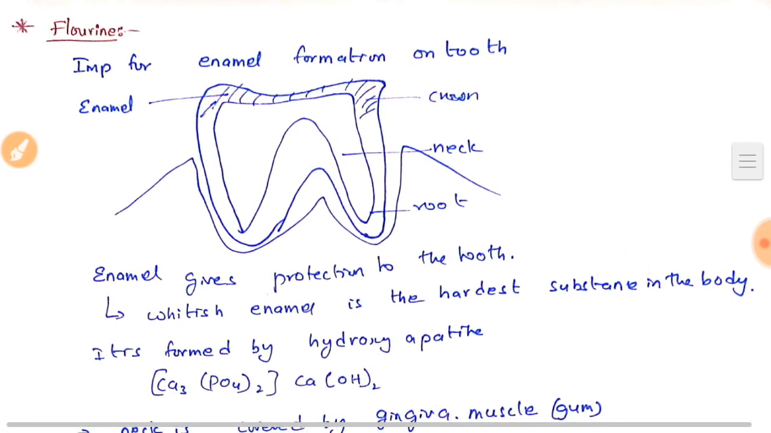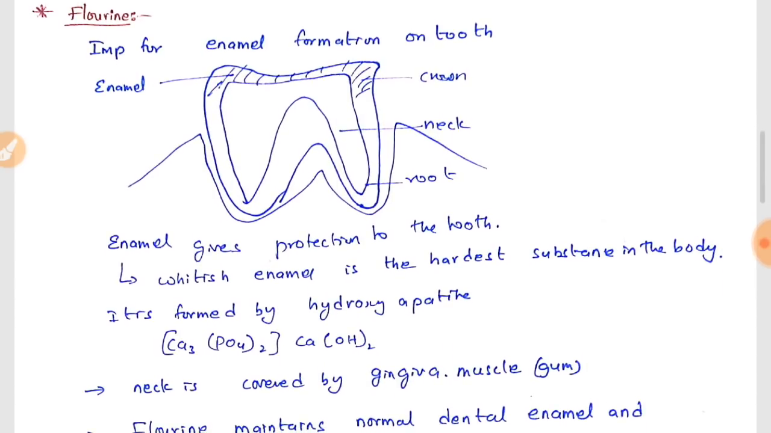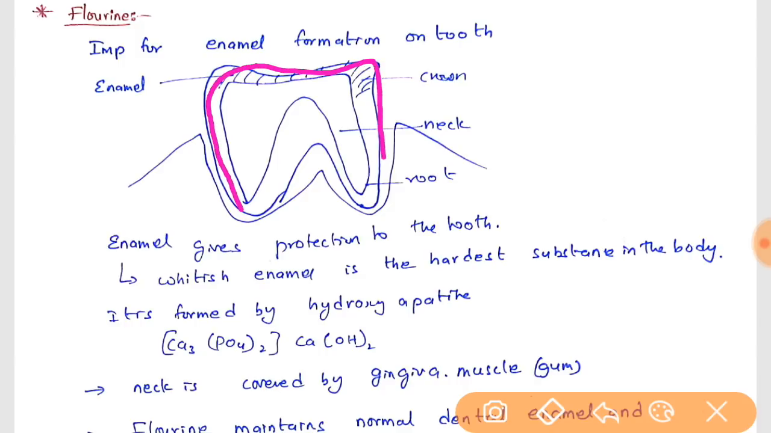Next, fluorine. This fluorine is very important, friends. You have to know what role fluorine plays in our daily life. See, the upper covering of the tooth is known as enamel. Enamel is sensitive to fluorine, and also to extreme temperatures of cold as well as hot.